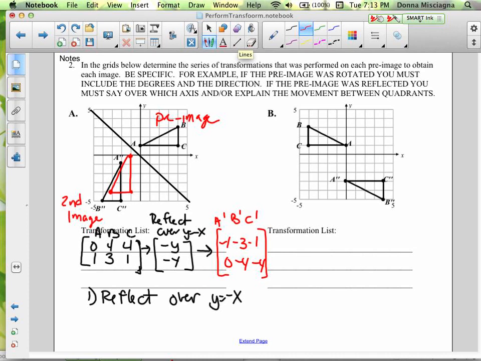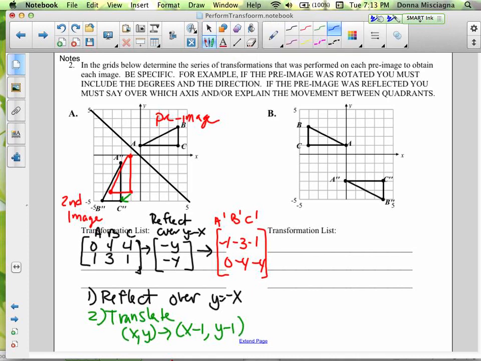So we reflected over y equals negative x. Notice that all of our points just need to move in this direction. They're moving 1 to the left and 1 down. That's the second part. So we're going to translate. And xy becomes x minus 1, y minus 1. We're in the last problem. Holy cow.